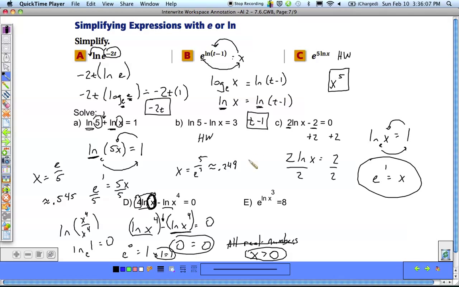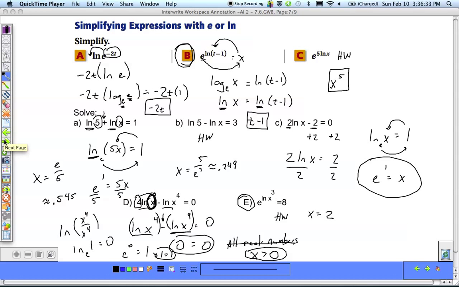The last one for E, I want you guys again to attempt this one for homework. The answer that you should get when you're all said and done is 2. To help yourself out with this one, when you see e to the natural log of x to the third, I would like you to take a look at this example here, because we have something very similar in this one as what's happening down in E. How do we do this one? You can do this one the same exact way.